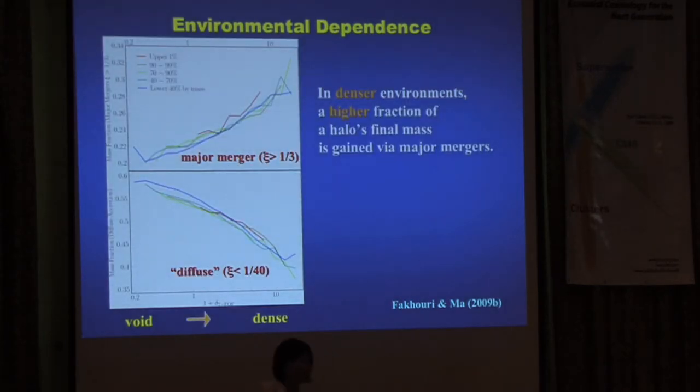So one can also ask, since in denser environments, it appears that halos are experiencing higher merger rates, then we can look, say, at a given halo. Okay, so that was just based on many, many halo statistics. Now we can actually go into a given halo and go backward in time and ask the contribution to its final mass from various types of processes.